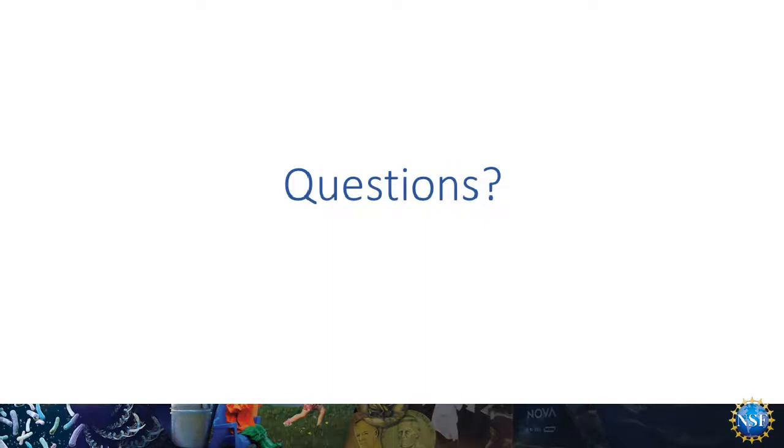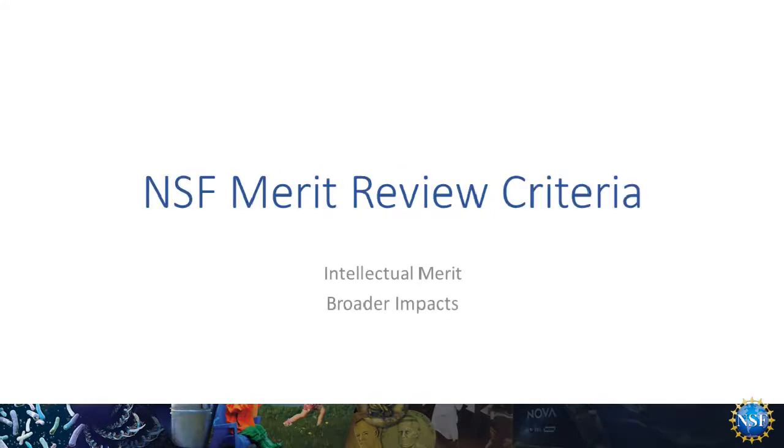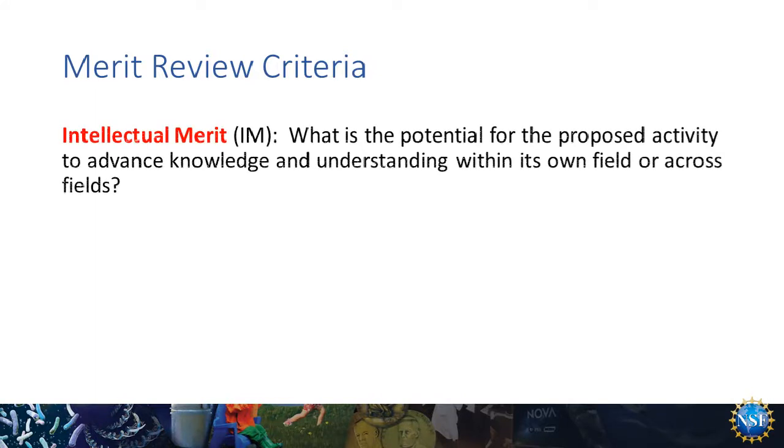Sure. Okay. The next part of the webinar is going to focus on the criteria that the National Science Foundation uses to review proposals that are submitted to its various programs. So the National Science Foundation has two merit review criteria. They are intellectual merit and broader impact. Intellectual merit is defined as the potential for the proposed activity to advance knowledge and understanding within its own field or across fields.